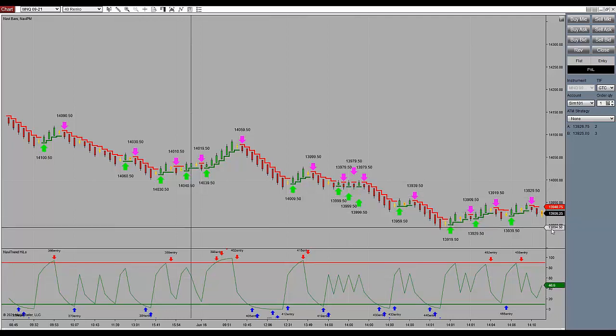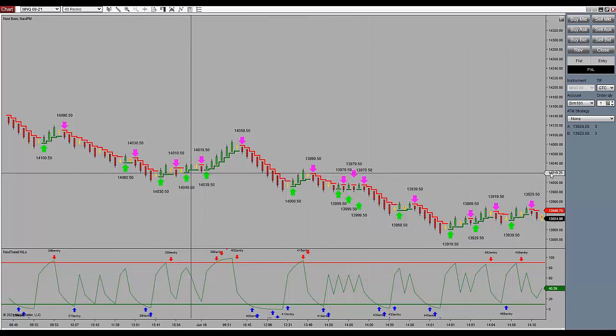So now we've got another consolidation bar going right now on the chart. And at some point we're going to break above or below this new consolidation.